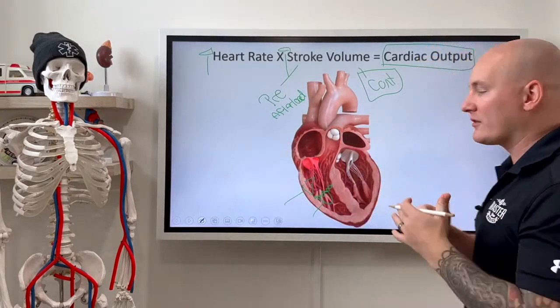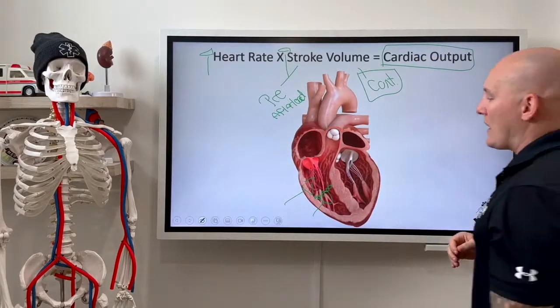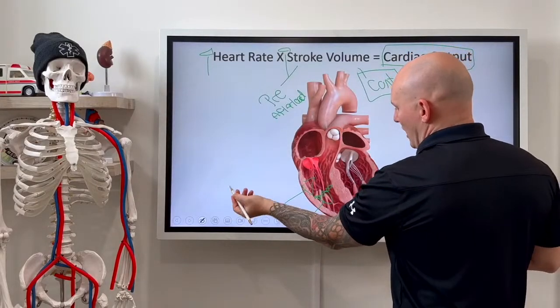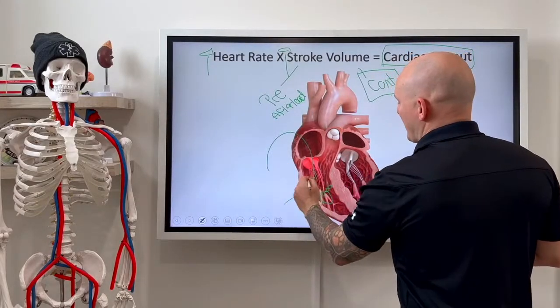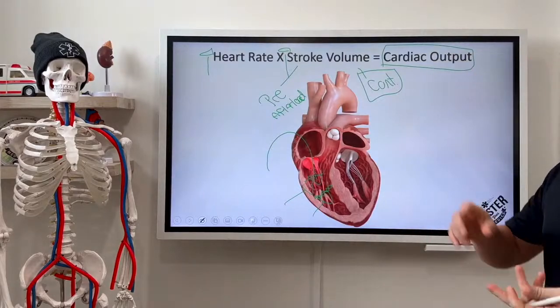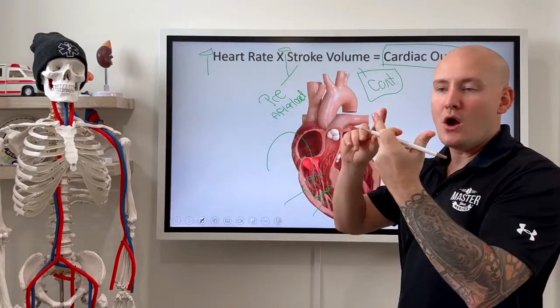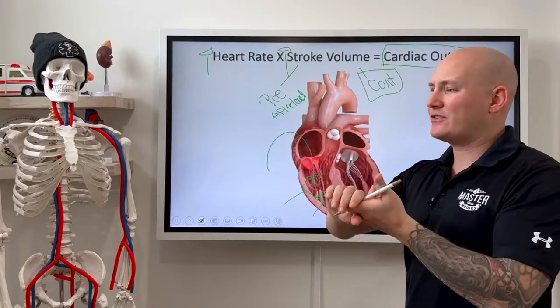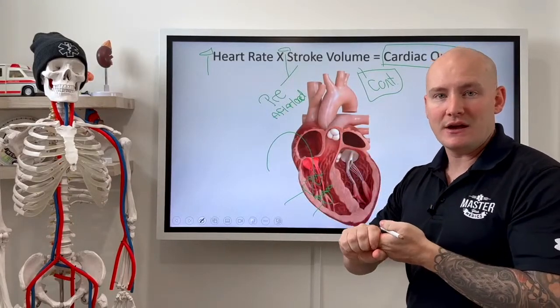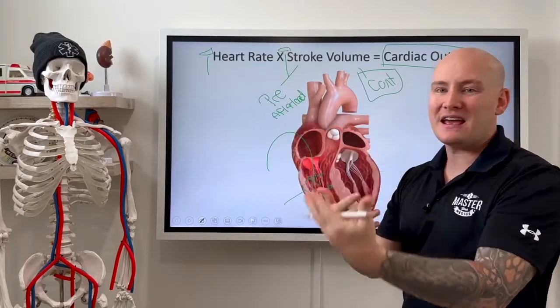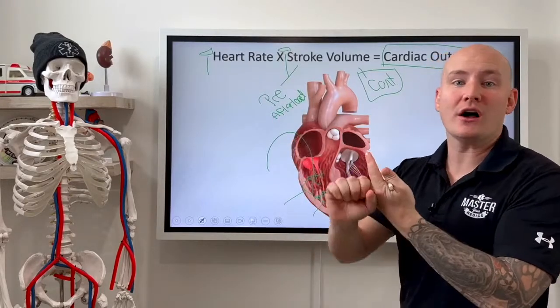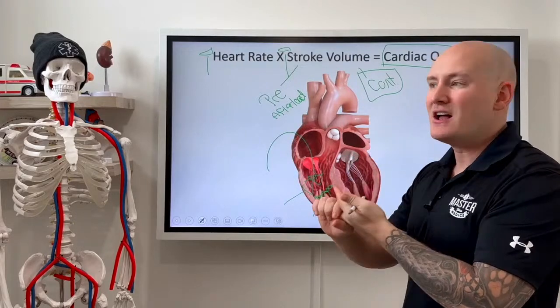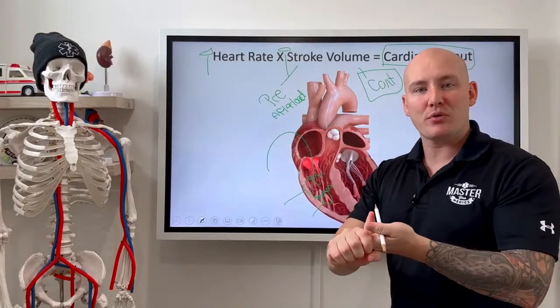And so what are some things that can impact preload? Well, for one, blood return back to the heart. Low amounts of volume, or blood return back to the heart. So let's start with low amounts of volume. Has this patient lost any blood? Are they septic? There's nothing to indicate that they're septic or hypovolemic in any way. So that's probably not the reason why we have poor preload.